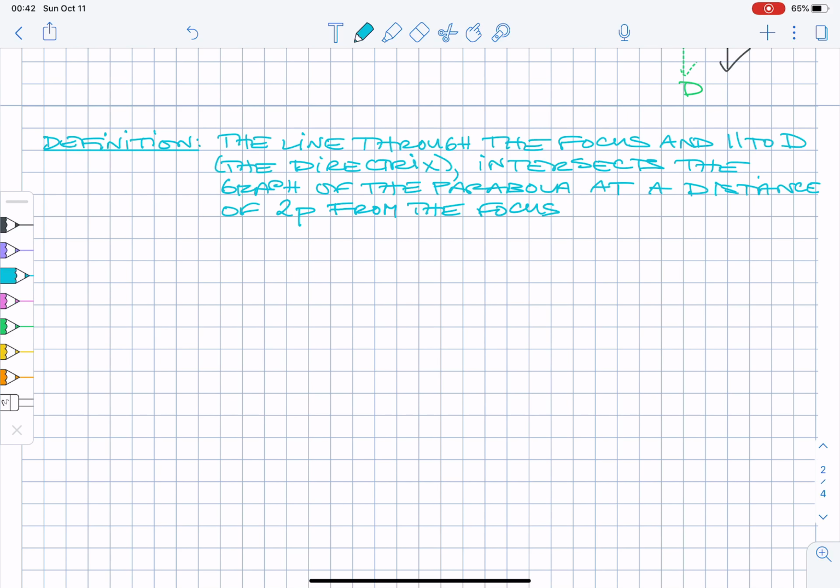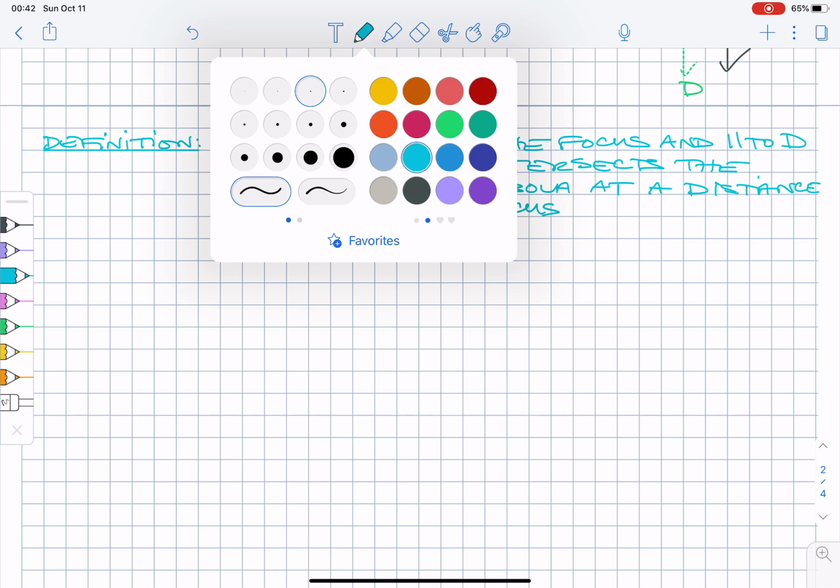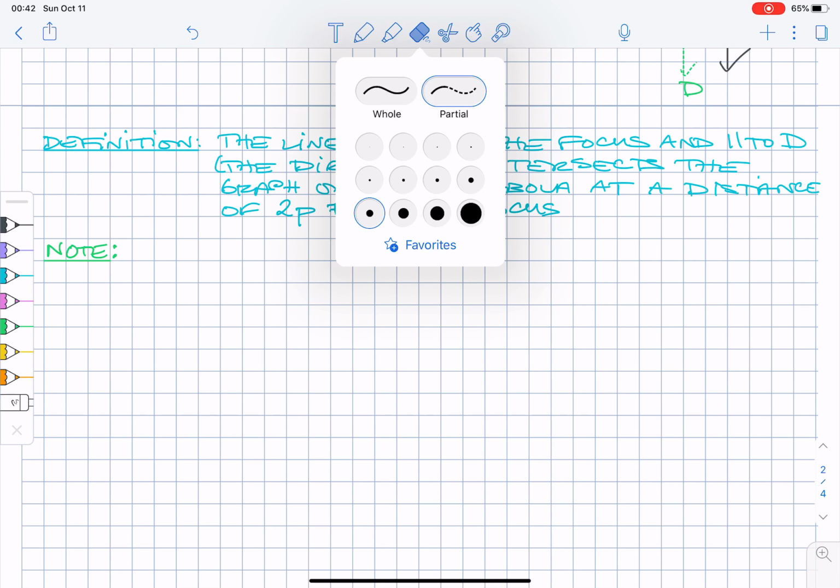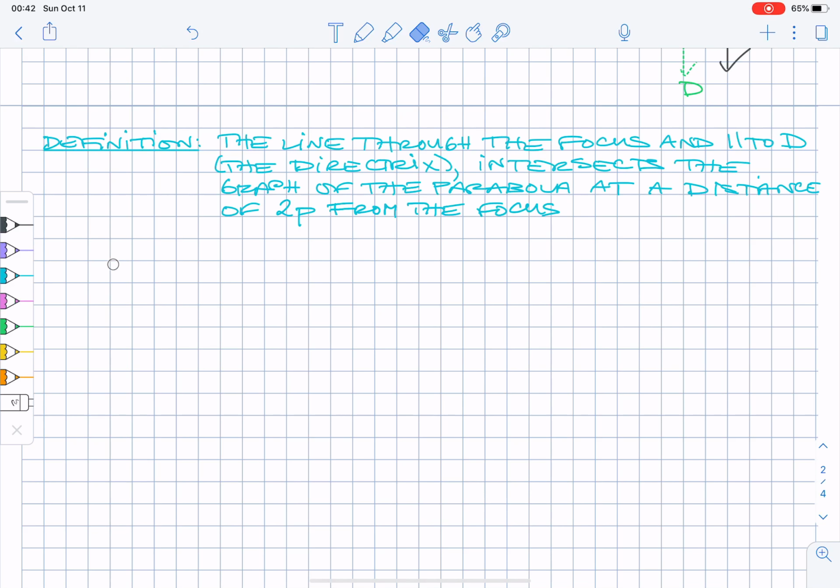Okay, so note, how do I want to say this? Should I say it in green? Yeah, let's say it in green. So note. I didn't even define anything, did I? Boy, I should not. What is this line? I didn't even. Wow.